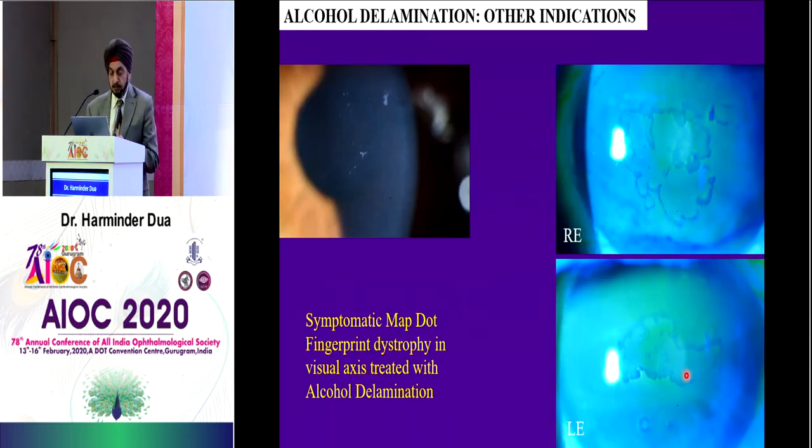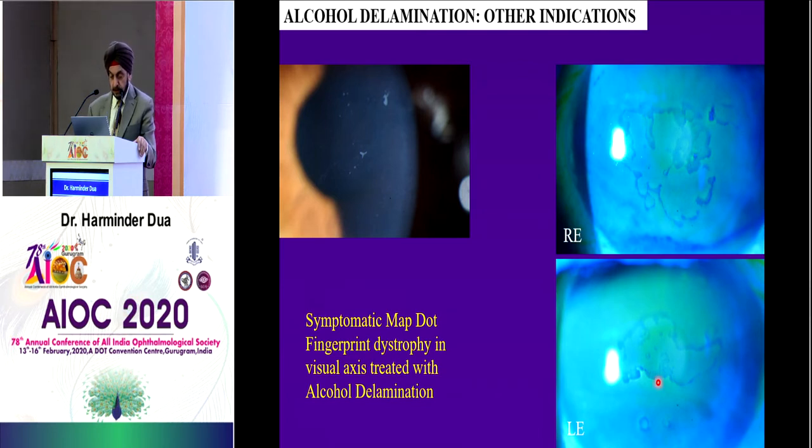Here's basement membrane dystrophy, map dot fingerprint. It's usually eccentric. And if it is not in the visual axis and is not causing recurrent corneal erosion syndrome, you don't have to treat it. But if it's in the visual axis, it will cause alterations in vision. The quality of vision is poor. Then you do alcohol delamination, you take it off, and you can see over here.